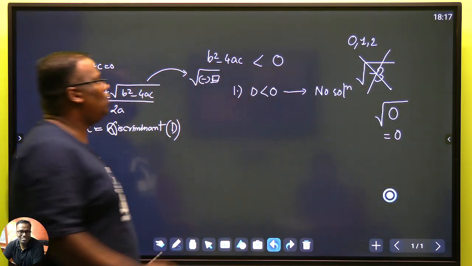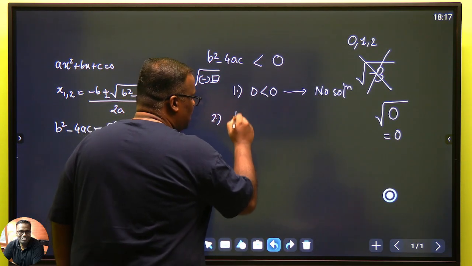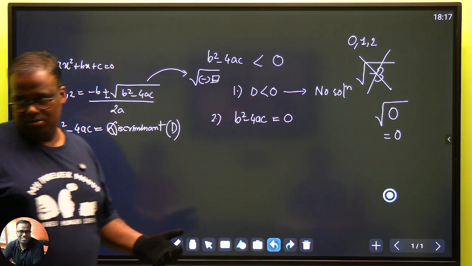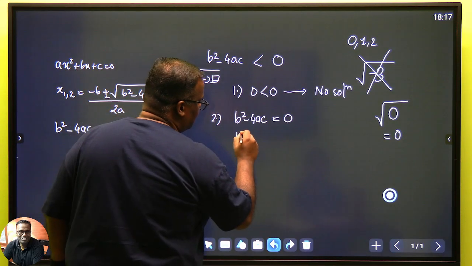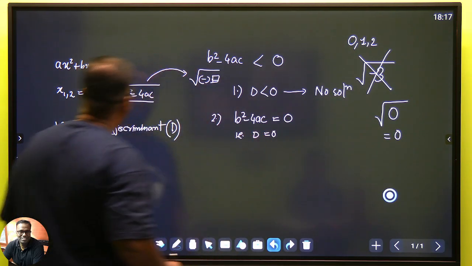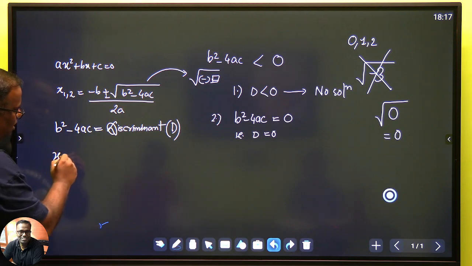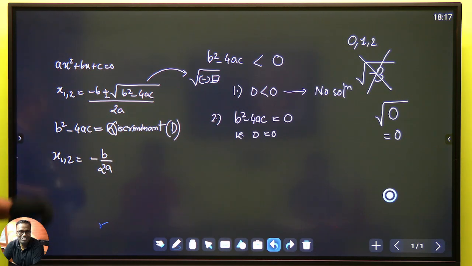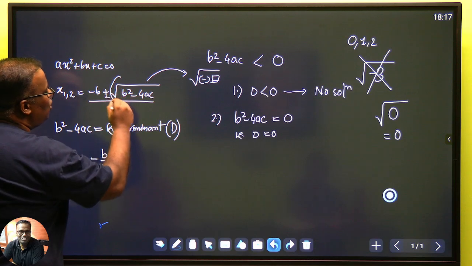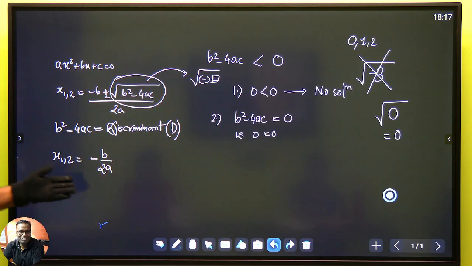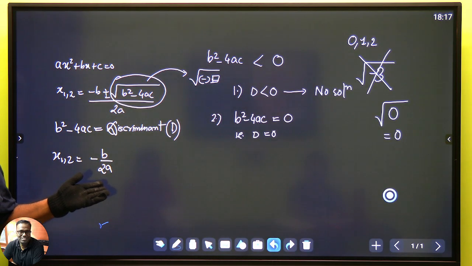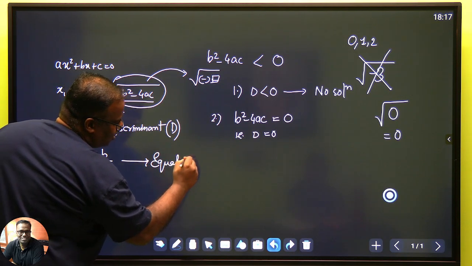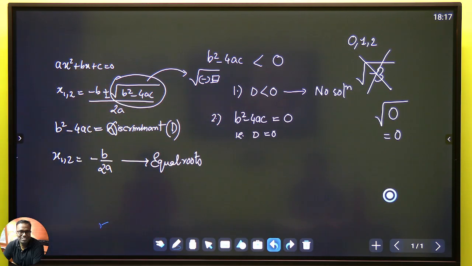Right? So my second question to you is, what if b square minus 4ac value becomes equal to 0? That is, my d is equal to 0. If d is equal to 0, just look what your solution will be. X1 and x2 both will be equal to minus b by 2a. Did you understand? This whole portion will become 0. So the answer will be x equal to minus b by 2a. This is a scenario where we will say equal roots. This is the scenario of equal roots.